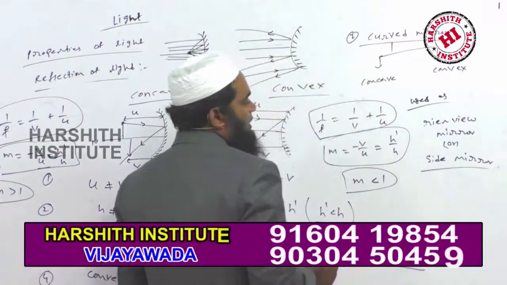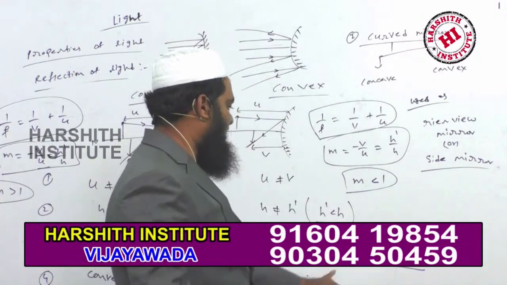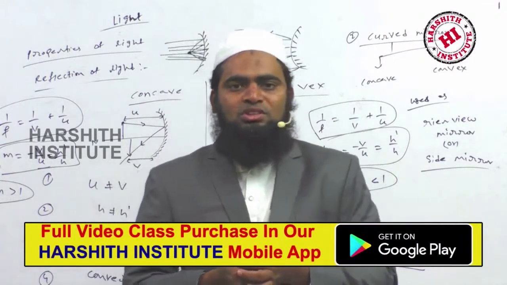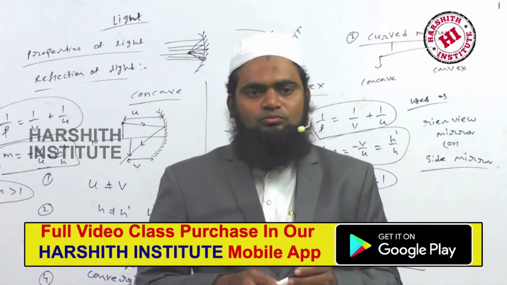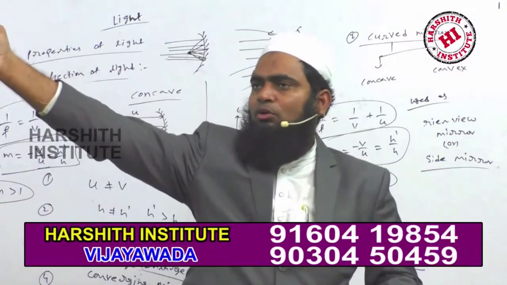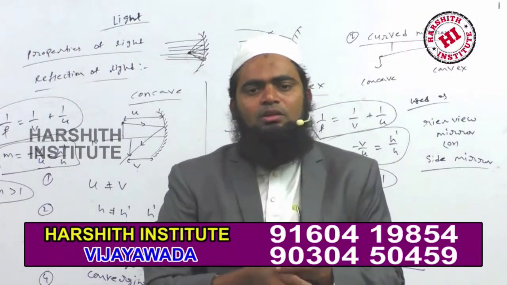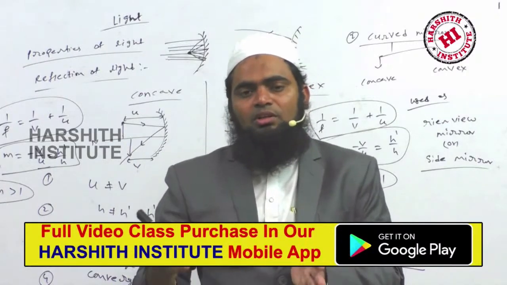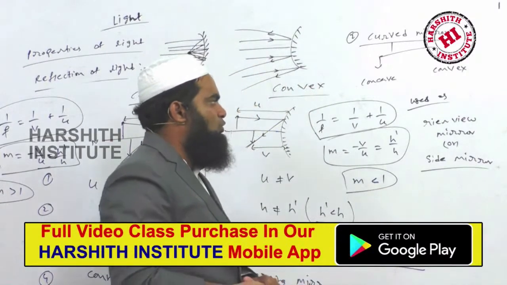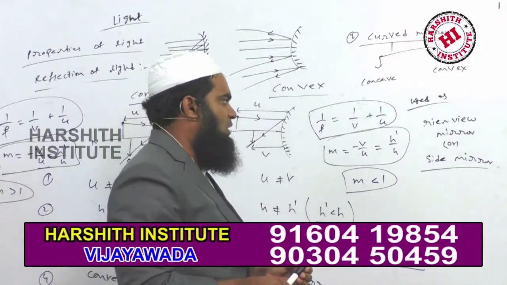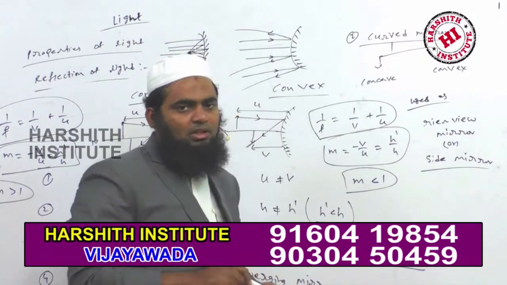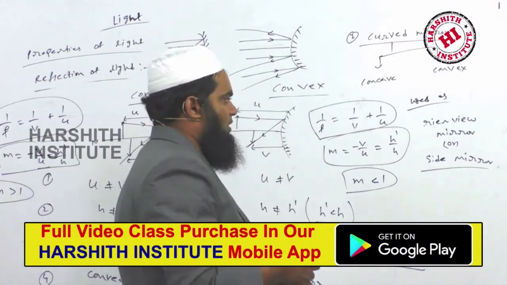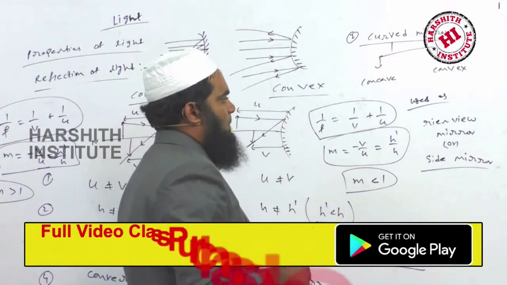In a convex mirror, because the size will be diminished, we can observe the image very close to the object. A long object will appear very short, but the images can be very close to each other. So this convex mirror we can use as a rear view mirror or side mirror of vehicles. That is the main application.